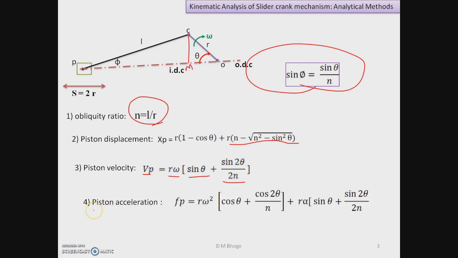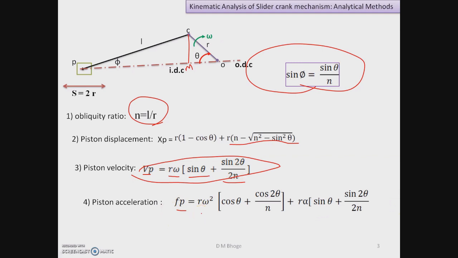Next equation is of piston acceleration. Fp is equal to r omega square into cos of theta plus cos twice theta upon n, plus r into alpha into sine of theta plus sine twice theta upon twice n. This is obtained by differentiating the velocity equation. When we find the time derivative of this equation, Vp equals r omega into sine theta plus sine twice theta upon twice n, we get this acceleration equation.